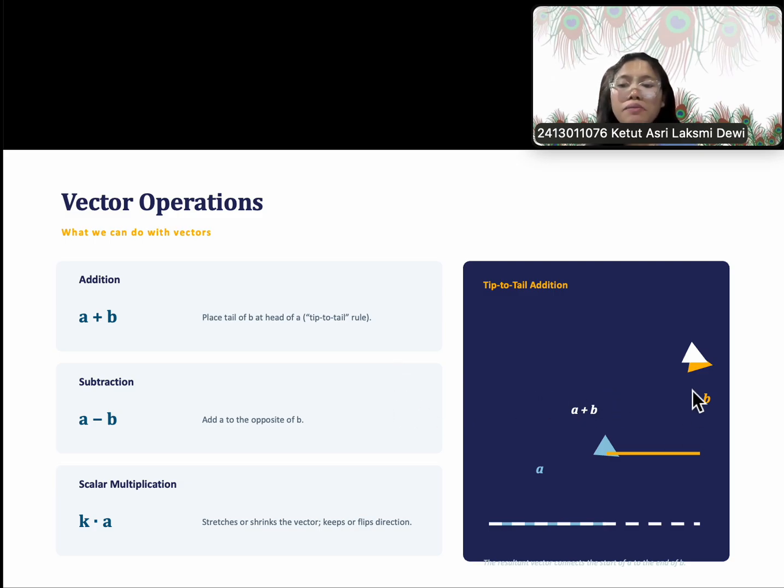The second operation is subtraction, written as A minus B, which we can solve by adding vector A to the opposite of vector B. And the third operation is scalar multiplication, written as k times A. This operation can make a vector longer or shorter, and if the scalar number is negative, it can even flip the direction of the vector.